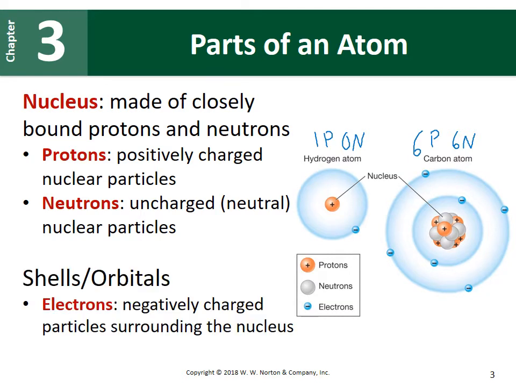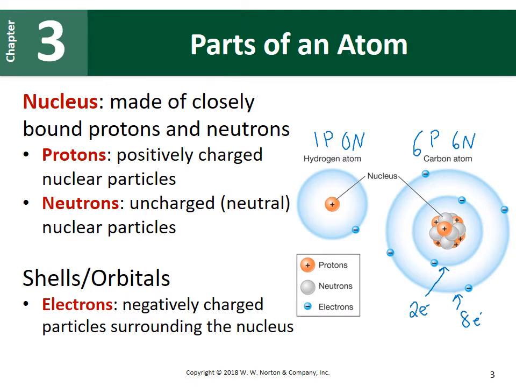The third subatomic particle are the electrons. Electrons are found in shells or orbitals. Electrons have a negative charge to them, and they are found in these shells, so it looks like a little solar system. These electrons are those blue circles with the negative sign in them. These electron shells, the first shell can hold up to 2 electrons. The second shell or orbital can hold up to 8 electrons.